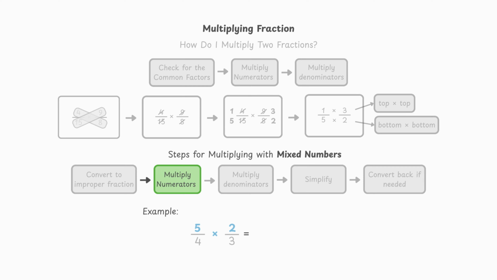Multiply the numerators. 5 times 2 is 10. Then multiply the denominators. 4 times 3 is 12, so we have 10/12. Now simplify the fraction. 10 and 12 both divide by 2. 10 divided by 2 is 5, and 12 divided by 2 is 6. So the final answer is 5/6. Notice how the answer is a proper fraction, so we don't need to convert it back to a mixed number.